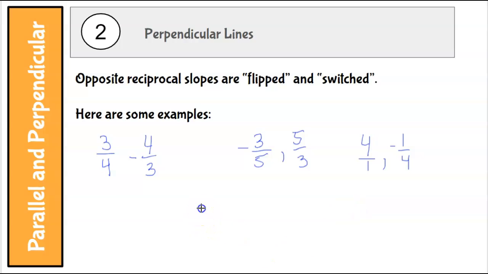What if the slope is 0? What would the opposite reciprocal slope be? Think about it: if it's a horizontal line with a slope of 0, then it would have to be a vertical line that would be perpendicular to it. So the opposite reciprocal slope would be undefined.